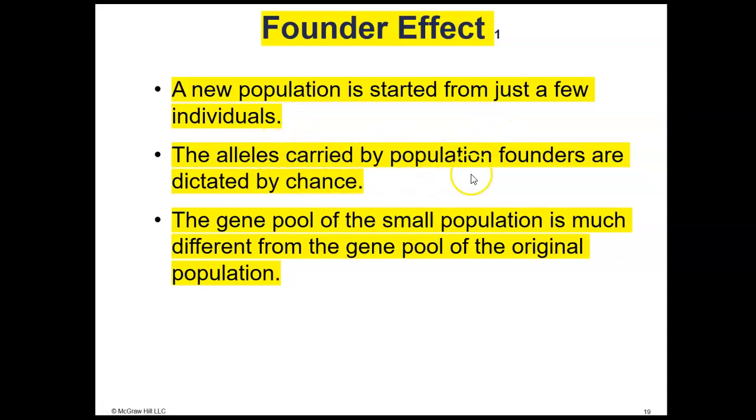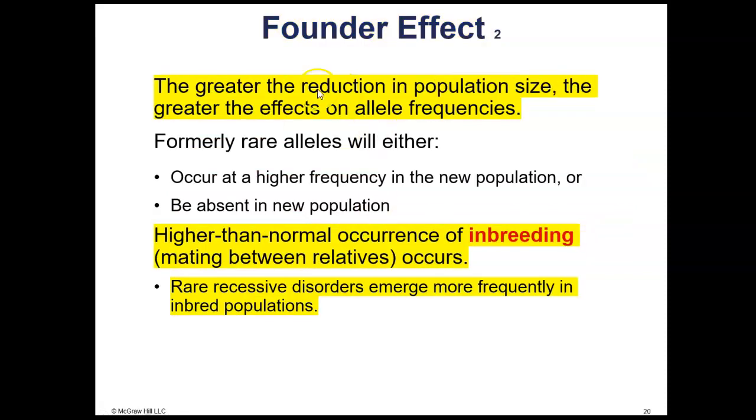So the alleles carried by the founders that leave the population and found a new population are dictated by chance. The gene pool of the small population is typically much different from the gene pool of the original population. The greater the reduction in population size, the greater the effects on allele frequencies. So the smaller the size of the founder population, the greater the changes in the allele frequencies. This is also going to lead to a higher than normal occurrence of inbreeding, because there's so few individuals that the only way you're going to have offspring is with inbreeding.